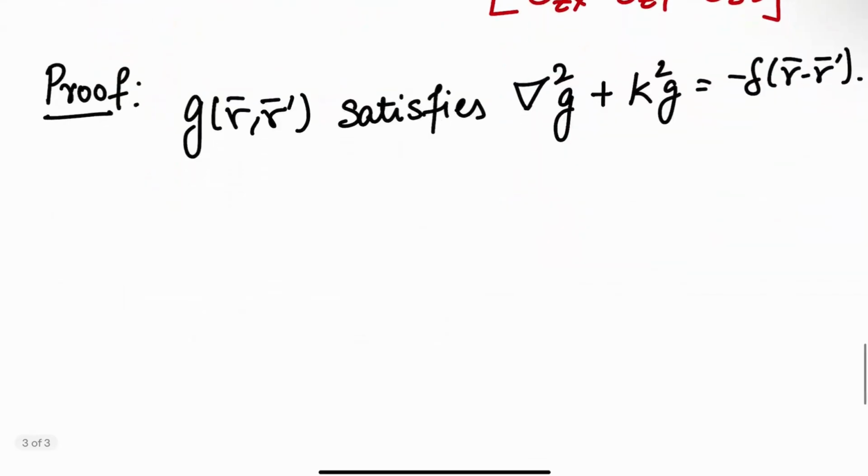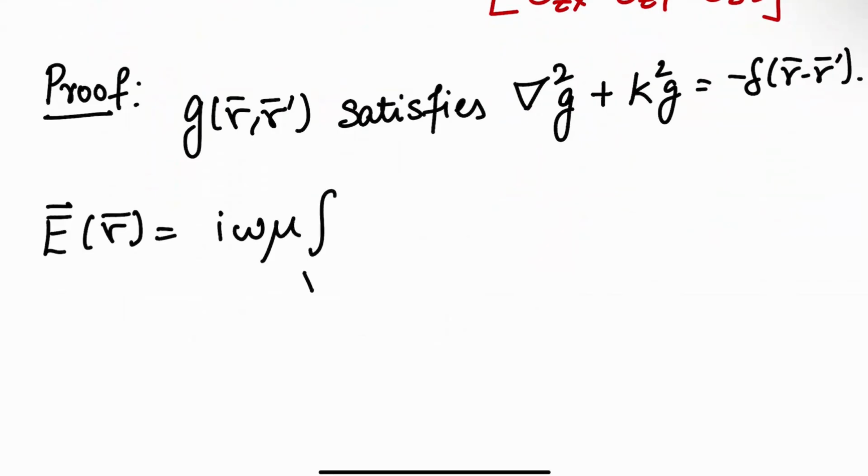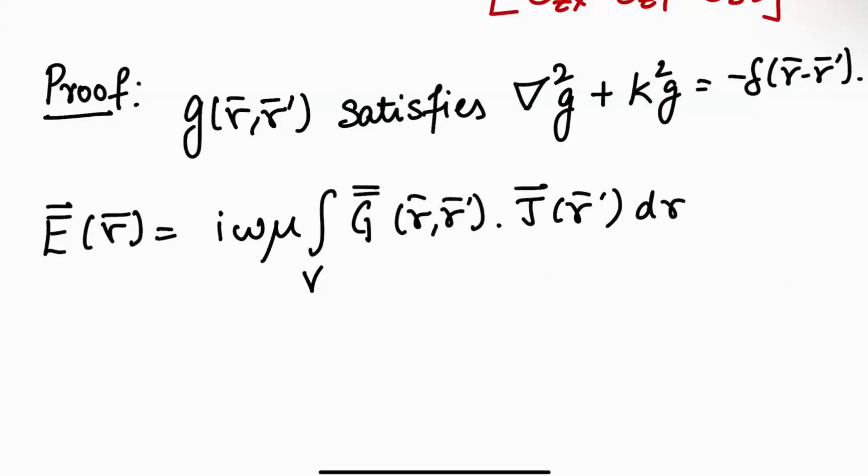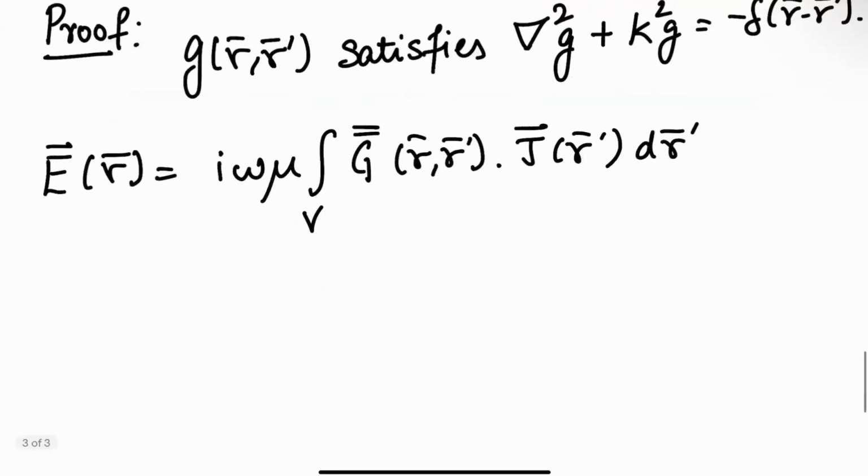Before we do that, we can do one thing. I said that E of r is i omega mu times the volume integral of G of r comma r prime dotted with J of r prime dr prime. And this is one integral that we have shown before, that this is what we want to get to.